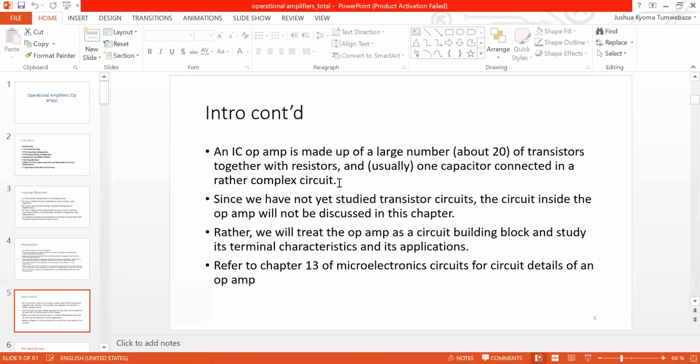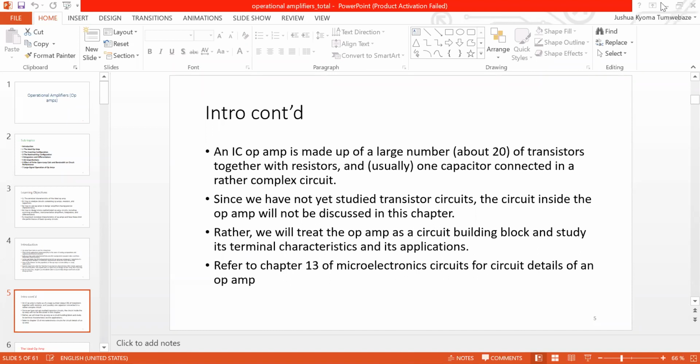That's a brief introduction. We can also note that an IC op amp is made up of a large number of components. These are really transistors, resistors, and capacitors. They are connected in a rather complex way.